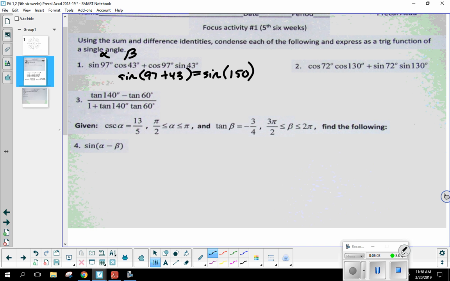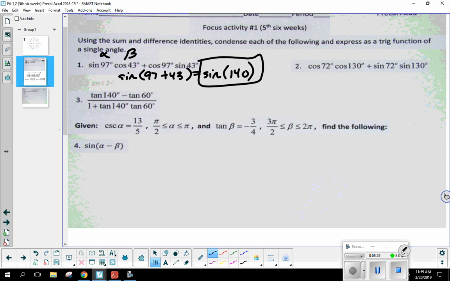Are we sure? There we go. We're so close. It is 140. Now, if it had been 150, if it had been one that we recognized on the unit circle, we'd go ahead and simplify it. But this one just said write it as a single angle. So that's all we're looking for right here. We're not going to evaluate it.